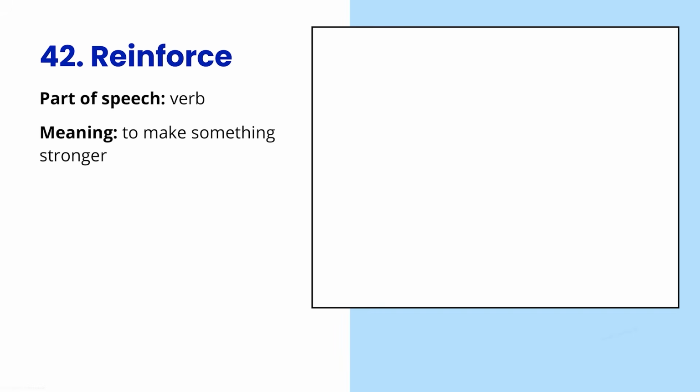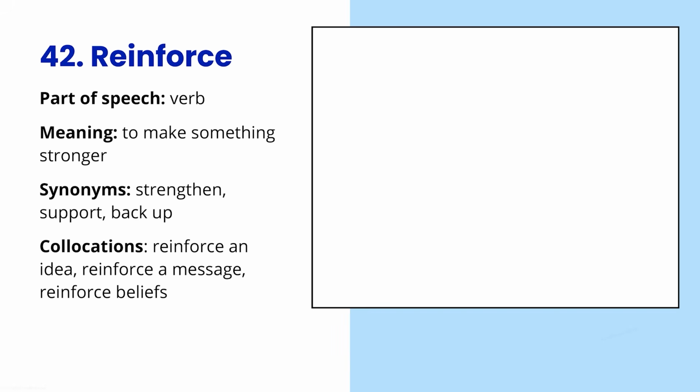Moving on to 42, reinforce. This is a verb and it means to make something stronger. Synonyms: strengthen, support, back up. Reinforce an idea is the first collocation. This can mean to make the idea much stronger. Reinforce a message. Same thing, to make the message much stronger.